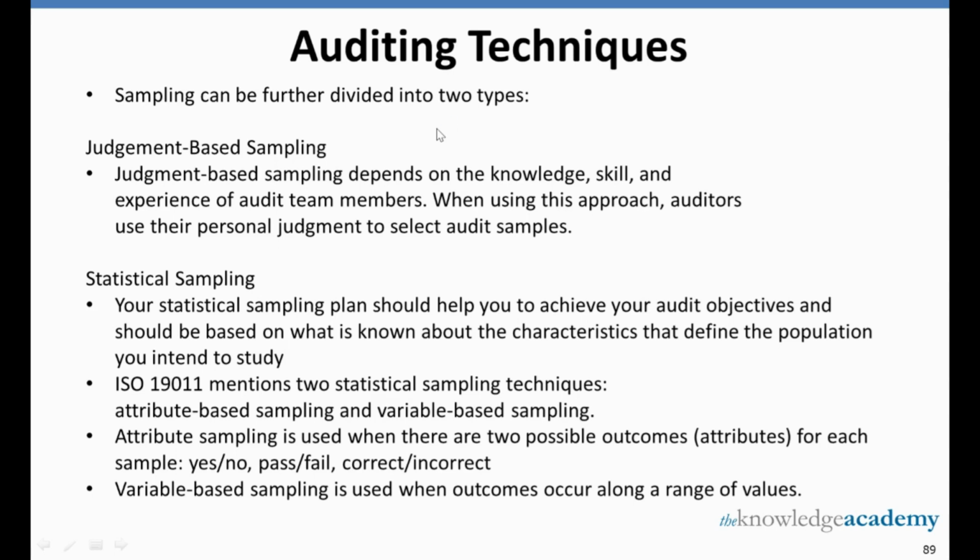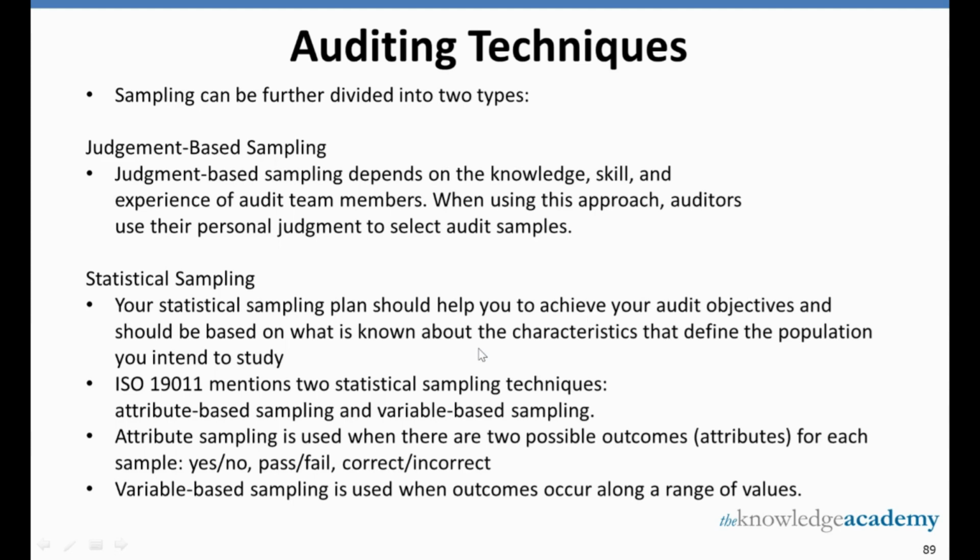Whereas you have statistical sampling. Here your statistical sampling plan should help you to achieve your audit objectives and should be based on what is known about the characteristics that define the population you intend to study. So, for example, if you want to see the performance of the employees and you have got the reports, you can see that performance through statistical data. ISO 19011 mentions two statistical sampling techniques. First is attribute based sampling, and second is variable based sampling.